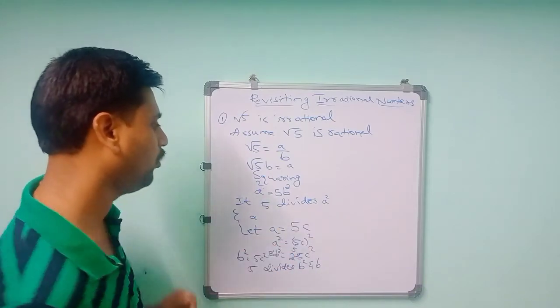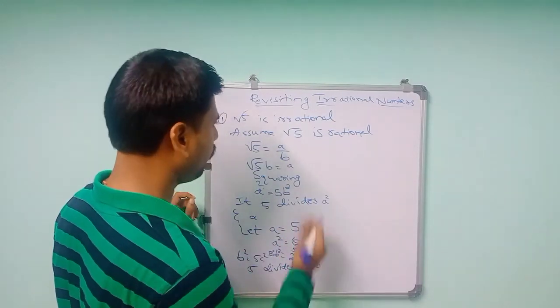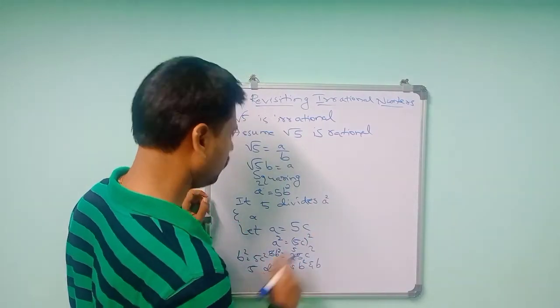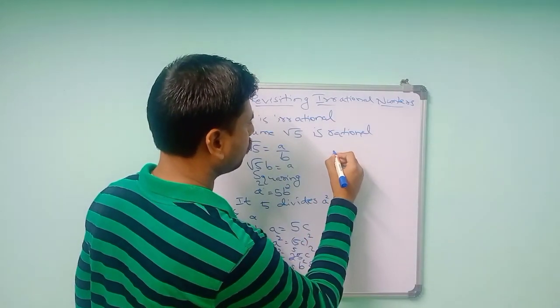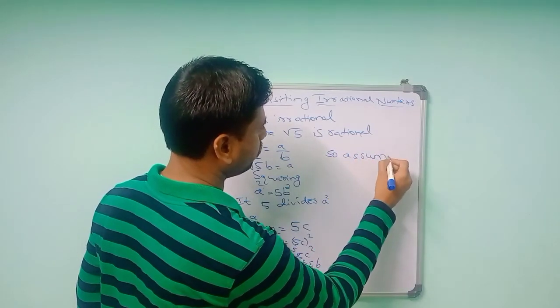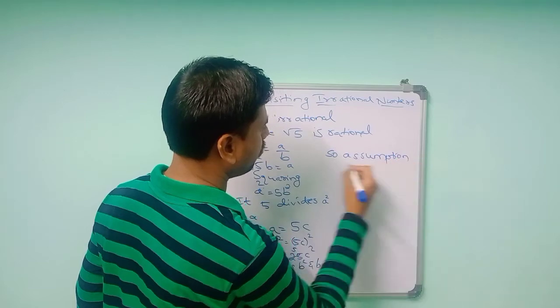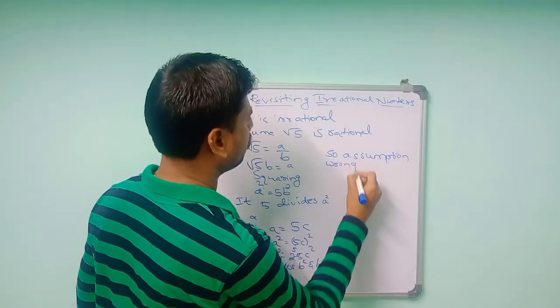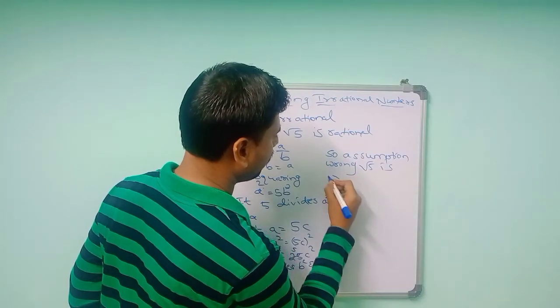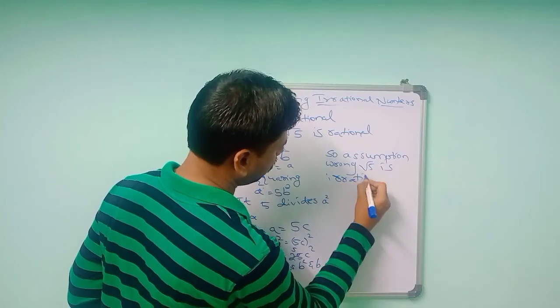So 5 divides means 5 becomes a common prime factor. But this will become irrational. So what we assumed, that assumption is wrong, because root 5 is irrational only. So root 5 is irrational.